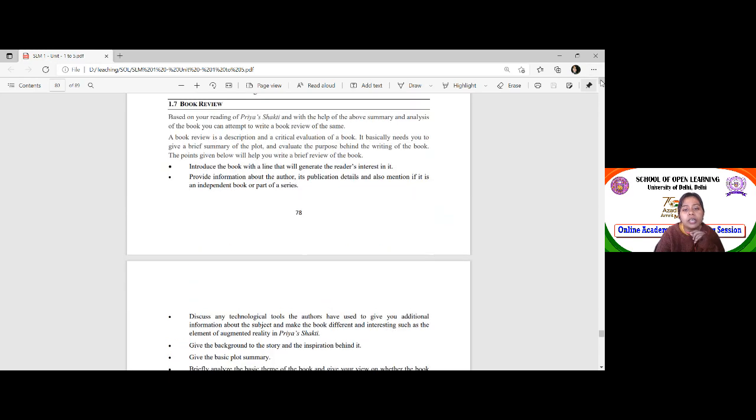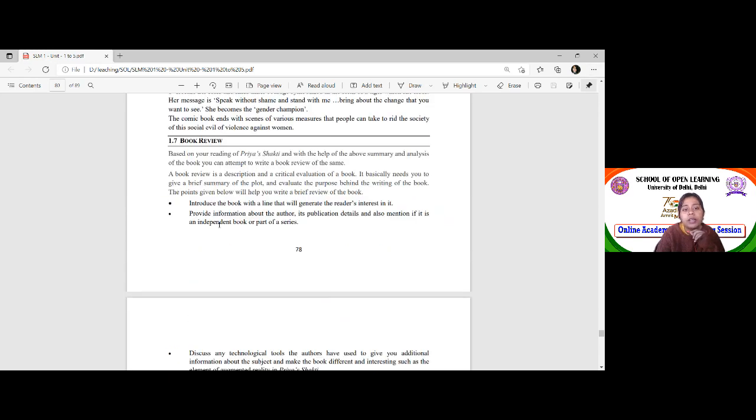So here on page number 78, leave the first part, based on your reading of Priya Shakti. We still haven't read Priya Shakti, so we will be reading it. Maybe we'll start at the end of this class and continue to the next class. But for now, just look at this part. The points given below are to help you write a book review. So these are the main points that you are being asked to follow.